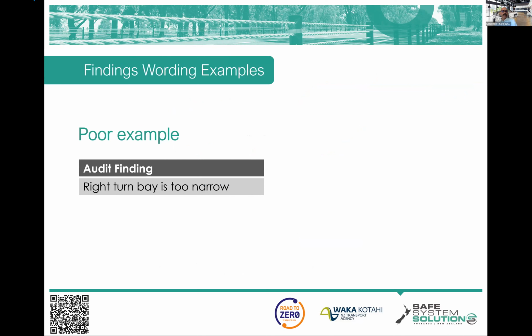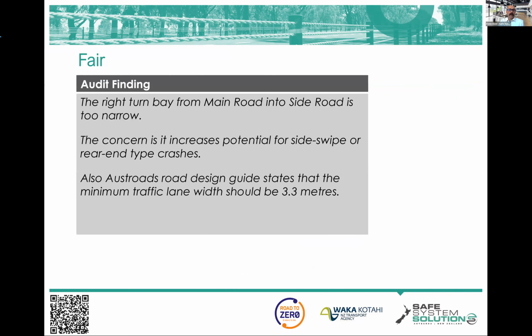Okay, here's a poor example of the wording of a finding. Right turn bay is too narrow. Okay, what right turn bay? Where? Why is it too narrow? What's the risk? What's the crash that could happen? A fair one would be, right turn bay from main road to side road is too narrow. The concern is increased potential side and rear end crashes.